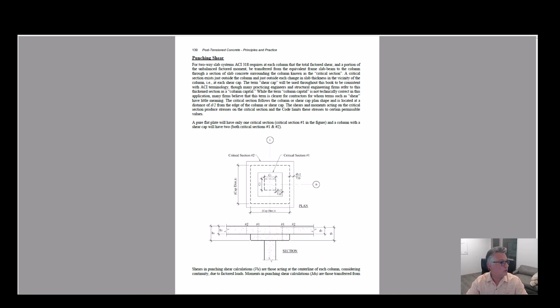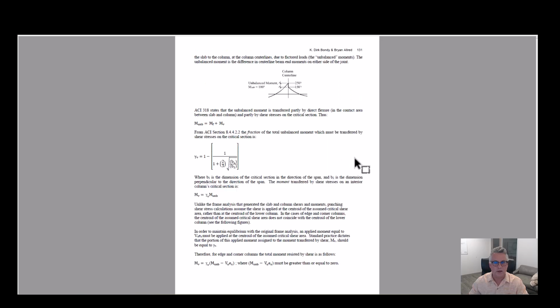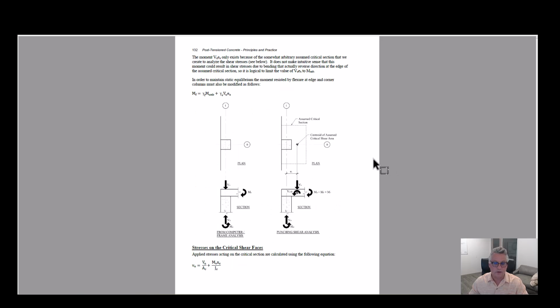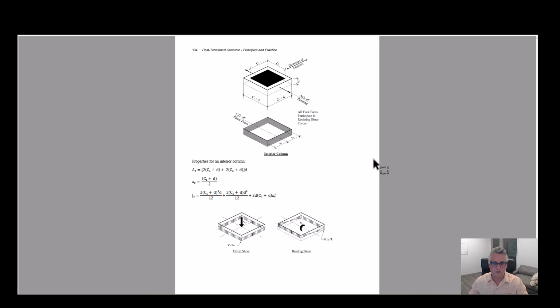Now, what I'm showing you on the screen right now is my discussion from my book about punching shear. I'm assuming that you've gotten to this point, that you've read this, either through the last lecture of the third part of the two-way slab design example, or that you've read through this, or you're familiar with punching shear. If not, I would go through this starting on page 130 in our book. Familiarize yourself with the unbalanced moment at the columns. Familiarize yourself with the fraction of unbalanced moments transferred by shear stress. I've gone through this in previous lectures, so I want to make sure you're up to speed.